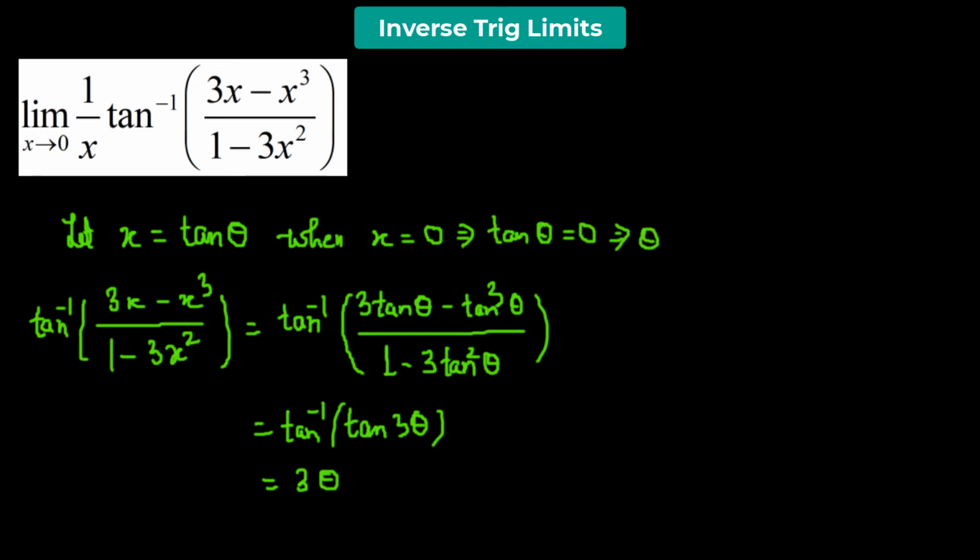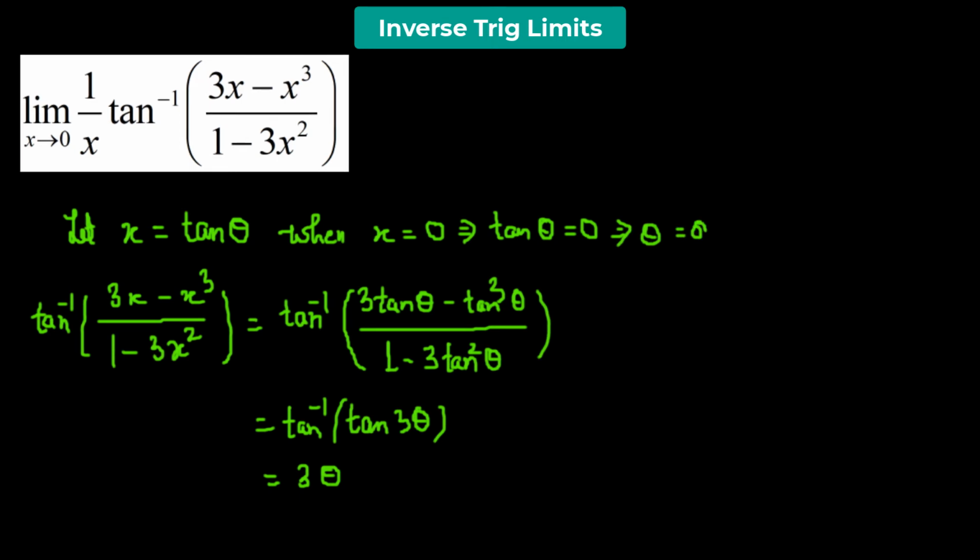So which implies theta must be equal to 0. Therefore we have the limit, theta approaching 0, of 1 over x. So x here will be now tangent of theta, and tangent inverse of the function is 3 theta. So we have theta, and 3 being a constant, we can take it out of the limit. So this is going to give us 3 times 1, because the limiting value of theta over tangent of theta is 1. So the final value is going to be 3.